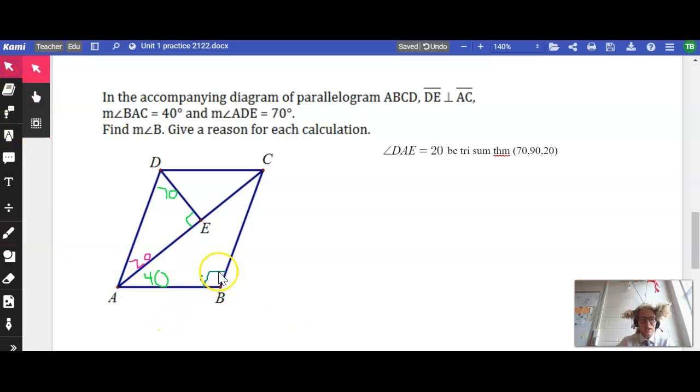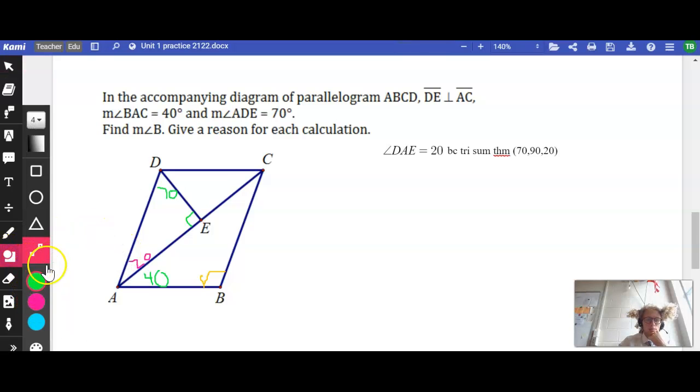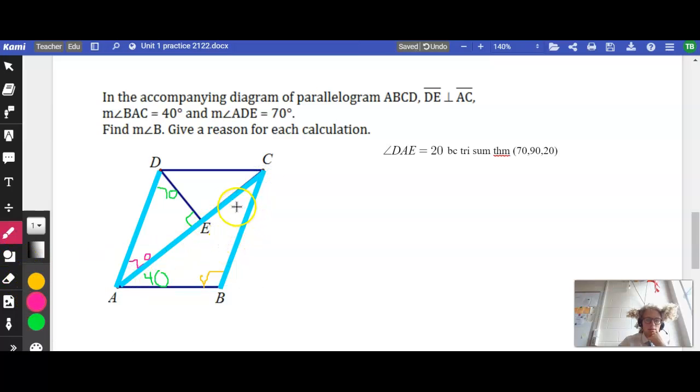I still need to figure out a way to get into this triangle over here. Well, since it's a parallelogram, I know that opposite sides are parallel. So that means that this side is parallel to this side, and this is a transversal. So I know that this angle is also 20 because parallel lines create congruent alternate interior angles. Let me write that. Alrighty.